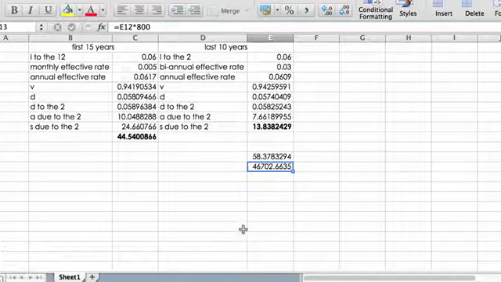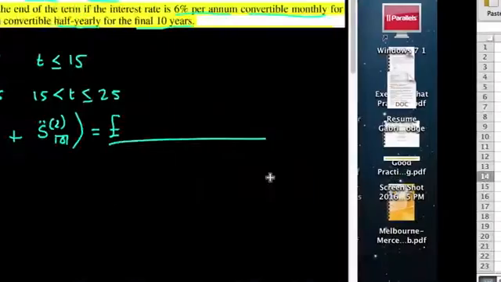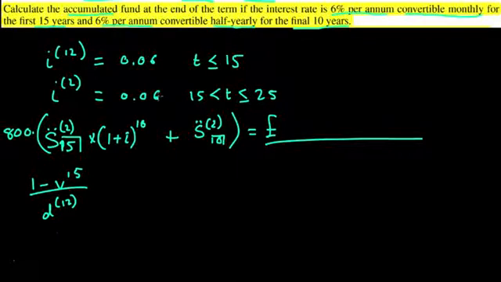And that's going to give us £46,702.66. That's the most important number we want, because that's the answer to our question. So it is £46,702.66. That's what we'd write in the exam.